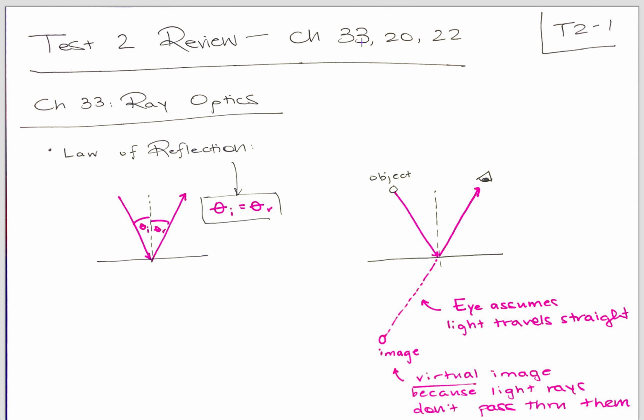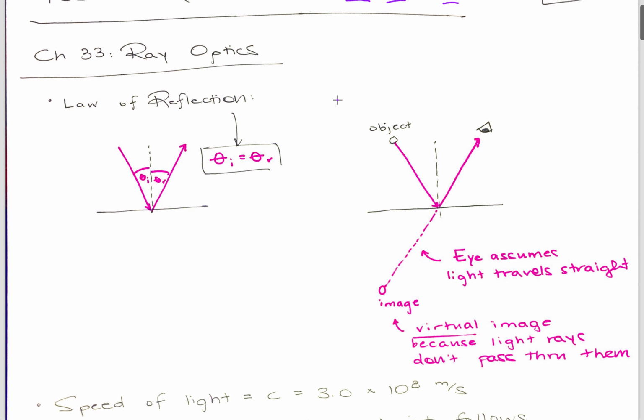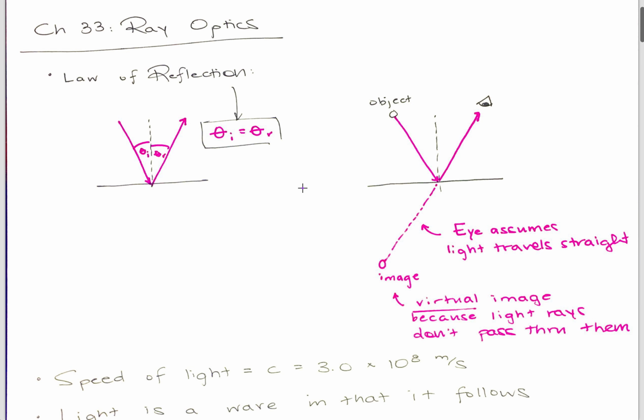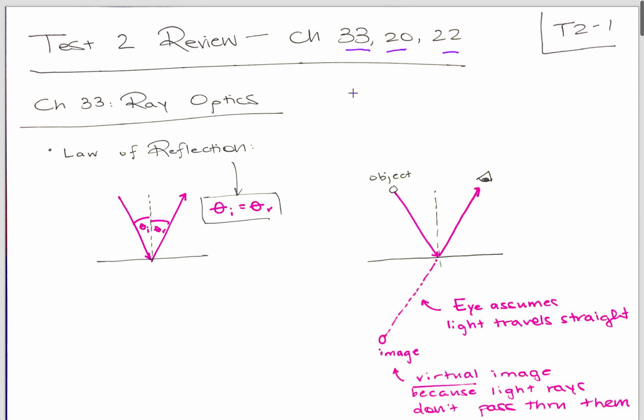Now, Test 2 is on 3 chapters. It's on Chapter 33, Chapter 20, and Chapter 22. I'm not going to review Chapter 22 because we've just barely started it, and we're going to be talking about it even more on Monday. So this is just a review of the first 2 chapters, 33 and 20. Chapter 33 is on ray optics. By the way, you can download this PDF from the Sakai site under Resources and the folder Test 2.